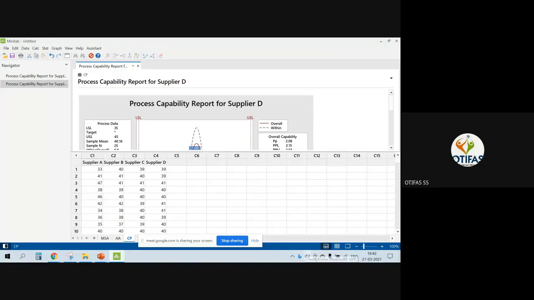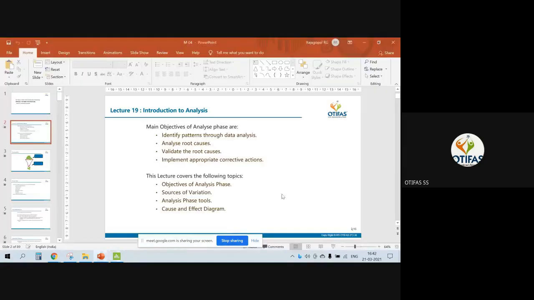Okay, so this will be clear when you do a green belt or black belt more, because when we do the practice with these real case studies, when you also collect and do it in Minitab, then you will learn more about it. Okay, all right.